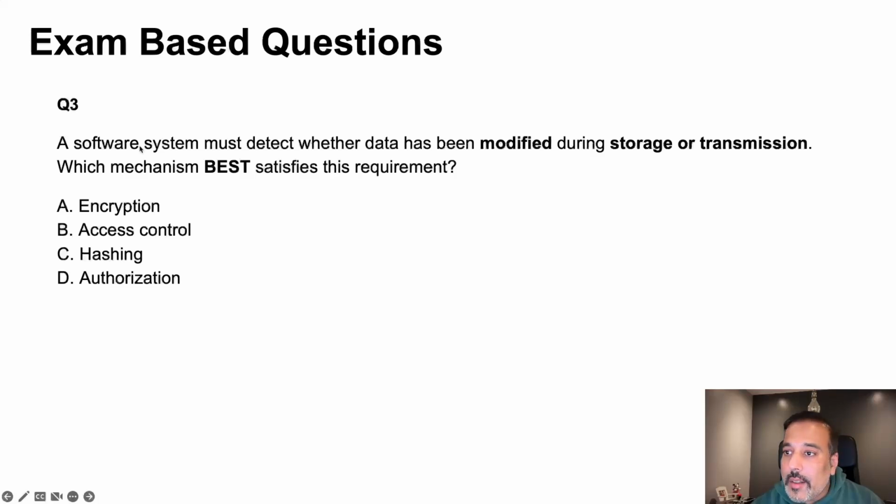Question 3: a software system must detect whether data has been modified. The key point over here is modified during storage or transmission. Which mechanism best satisfies this requirement? Again, they might all be applicable over here. Modified access control can be used.